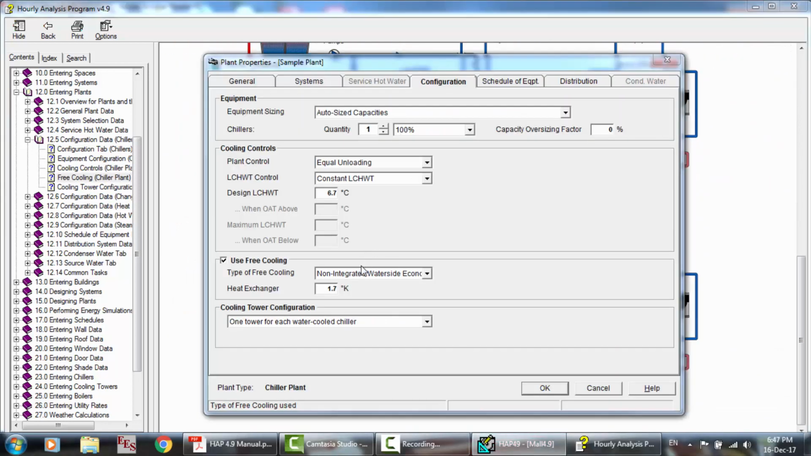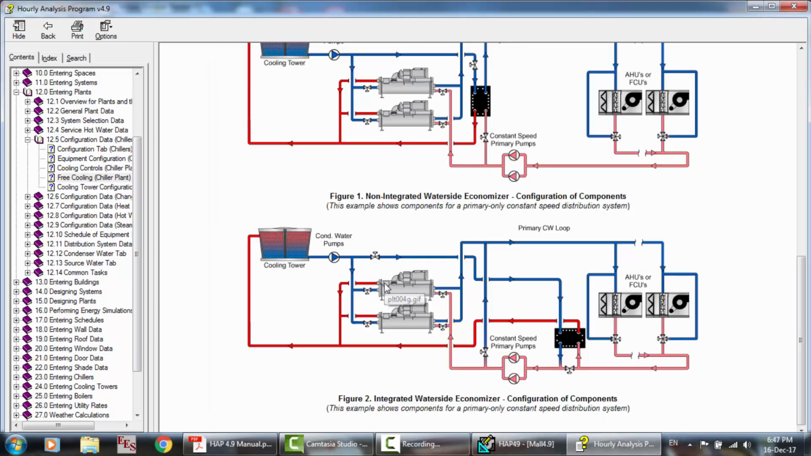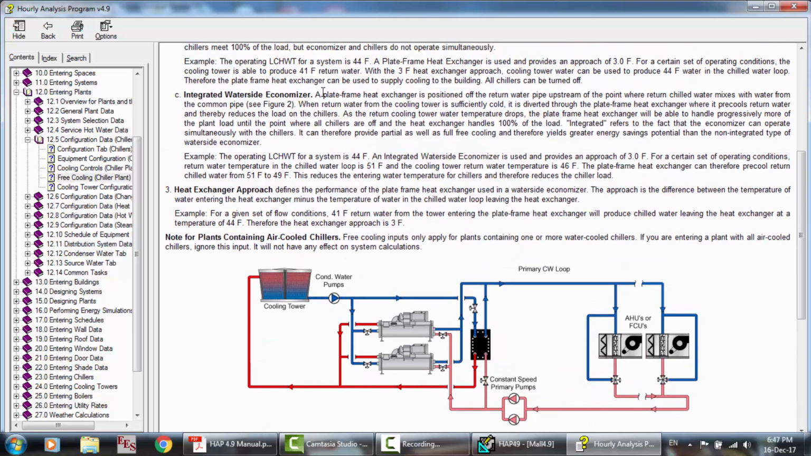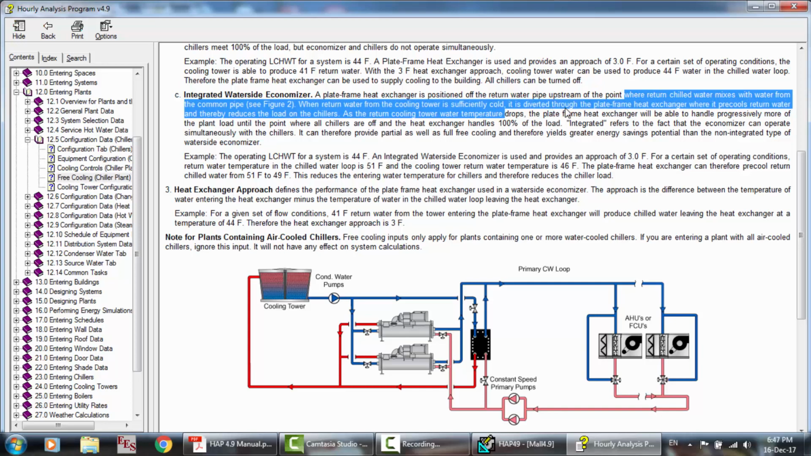The third option here is the integrated water side economizer, like figure 2. A plate frame heat exchanger extends into the position of the return water pipe upstream of the point where the return water mixes with the water from the common pipe. When return water from the cooling tower is sufficiently cold, it is diverted through the plate frame heat exchanger, where it pre-cools the return water and thereby reduces the load on the chillers.